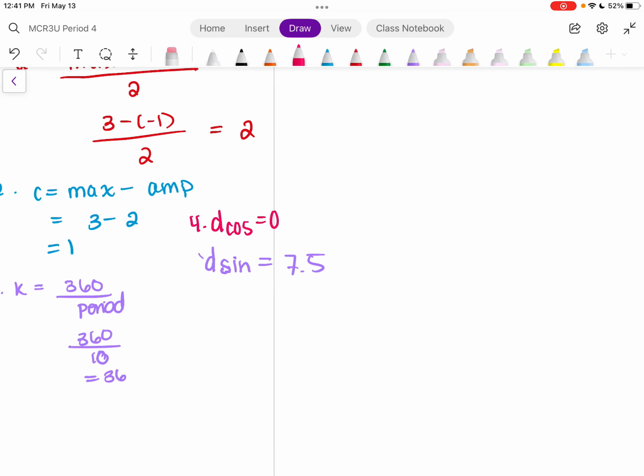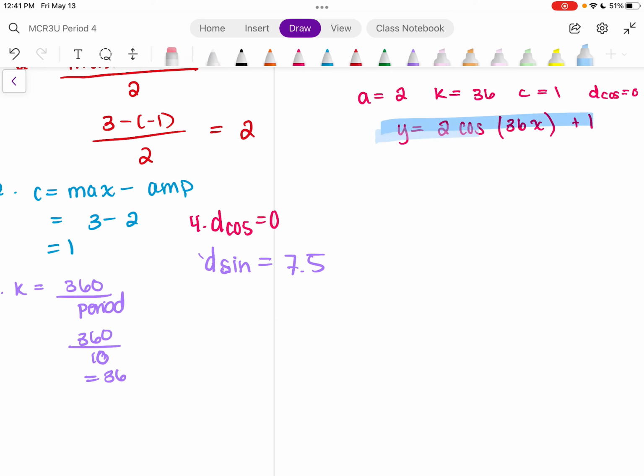So I'm going to write cosine. We have a is equal to 2, k is equal to 36, c is equal to positive 1, and then d cos is 0, so I'm just not even going to write anything in. So it's going to be y equals 2 cosine bracket 36x, because I don't have a d value, plus 1. And that is my cosine function.